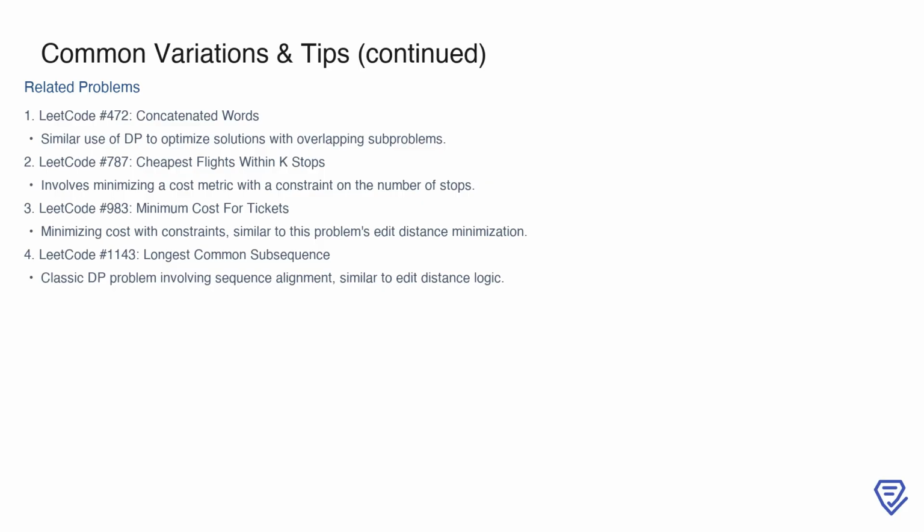For example, LeetCode number 472, concatenated words, involves using dynamic programming to handle overlapping subproblems. LeetCode number 787, cheapest flights within k-stops, focuses on minimizing a cost metric while adhering to constraints, which is conceptually similar to minimizing edit distance in this problem. LeetCode number 983, minimum cost for tickets, also involves optimizing costs under constraints, and LeetCode number 1143, longest common subsequence, is a classic dynamic programming problem that deals with sequence alignment, closely tied to the logic of edit distance. Exploring these problems can deepen your understanding of the techniques and patterns that apply here.